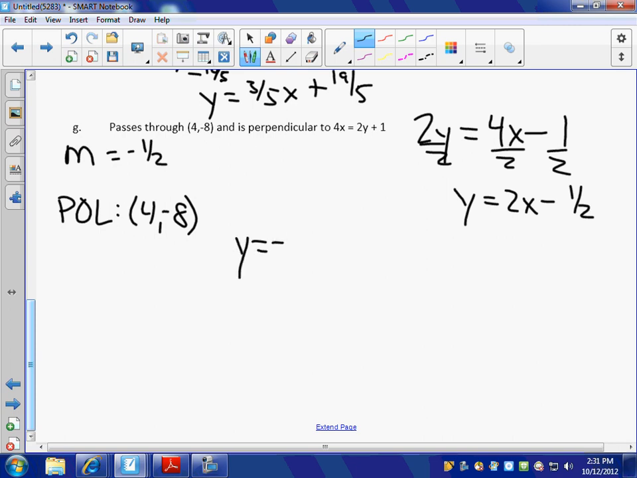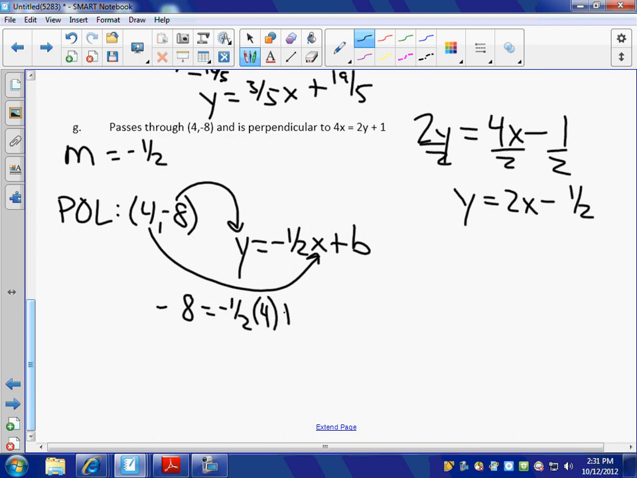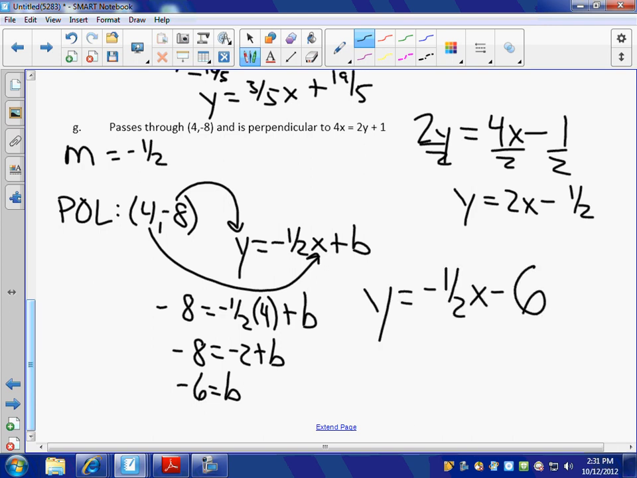Now I just plug it in. Y equals negative 1/2 x plus b. This is my y. This is my x. Negative 8 equals negative 1/2 times 4 plus b. So negative 8 is negative 2 plus b. Negative 6 is b. Perpendicular will be the opposite reciprocal. That's why we have a negative 1/2 as opposed to positive 2.